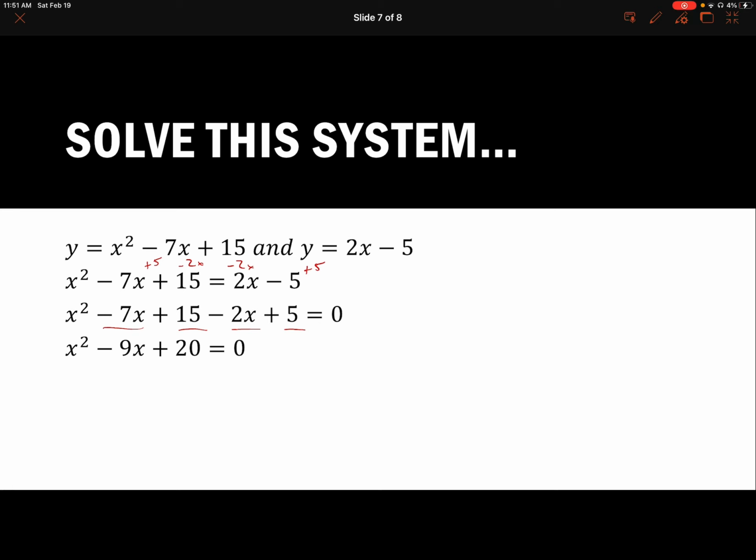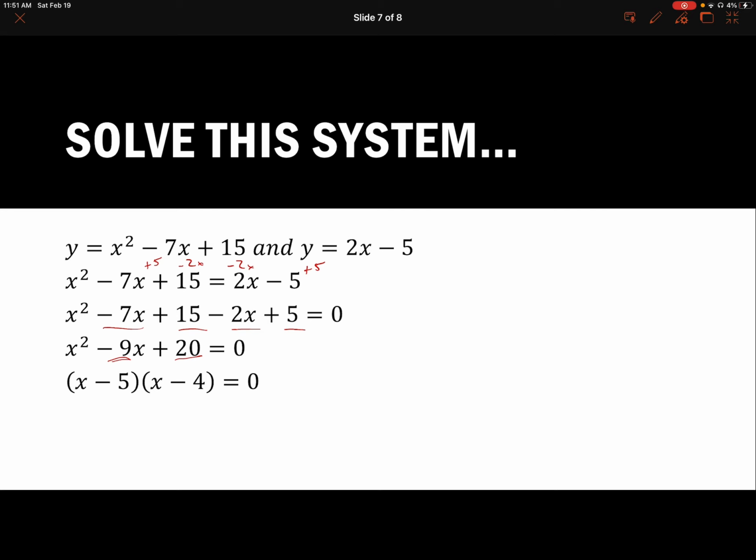So we could do quadratic formula, we could factor, we could solve by completing the square, we could even graph, okay? So most of these are going to work out nicely. We'll be able to solve by factoring. So that's what we're going to do here, because I can see that I have factors of 20, negative 5, and negative 4 that add up to negative 9. So we'll write that in factored form, x minus 5 times x minus 4.